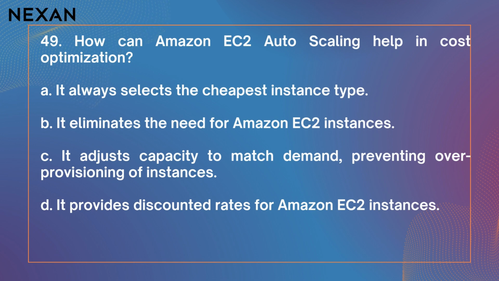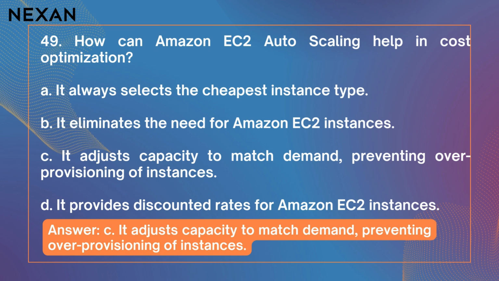49. How can Amazon EC2 autoscaling help in cost optimization? A. It always selects the cheapest instance type. B. It eliminates the need for Amazon EC2 instances. C. It adjusts capacity to match demand, preventing over-provisioning of instances. D. It provides discounted rates for Amazon EC2 instances. Answer: C. It adjusts capacity to match demand, preventing over-provisioning of instances.